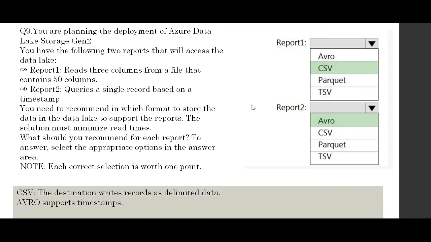As per my understanding, report 1 reads 3 columns of a file that contains many records, so the best option will be CSV. The destination writes records as delimited data, so CSV will be the better option there. And the second one queries a single record based on the timestamp. Whenever you find questions with timestamp and queries on single records, Avro will be the best option. Avro supports timestamp, because I'm going to take one more question similar to this. So Avro will be the correct answer for report 2.